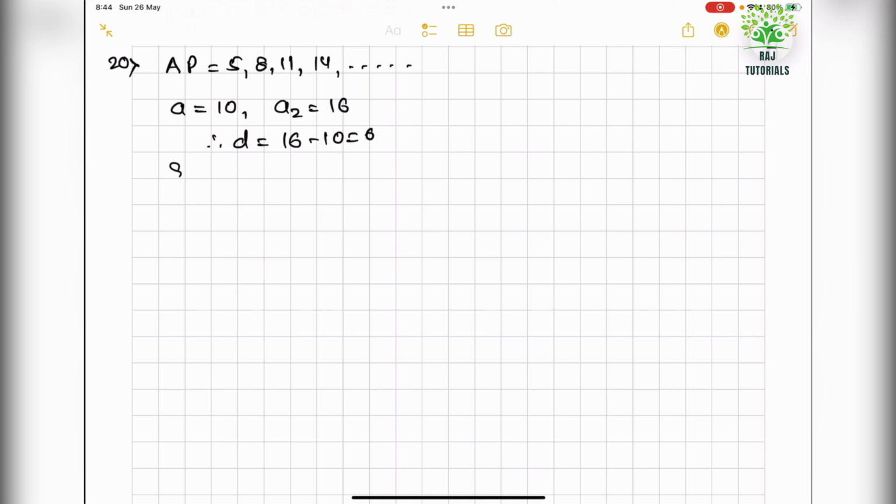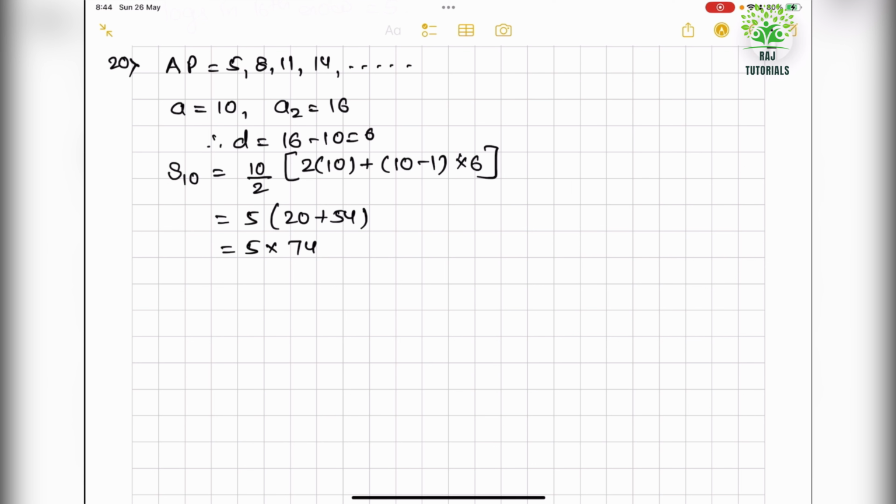And totally she has taken 10 potatoes, so S10 I have to find. Now using the formula I can say S10 will be 10 by 2 into 2a, so 2 into 10 plus 10 minus 1 into 6. So that will be 5 into 20 plus 9 sixes are 54. So 5 into 74, so that is 370. So total distance covered will be 370 meter.